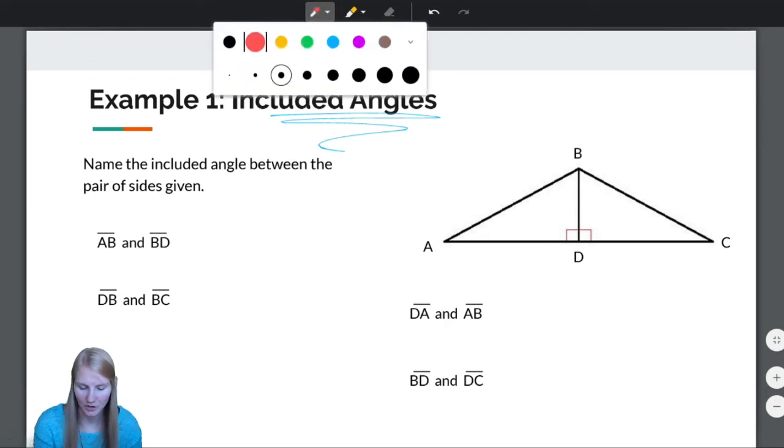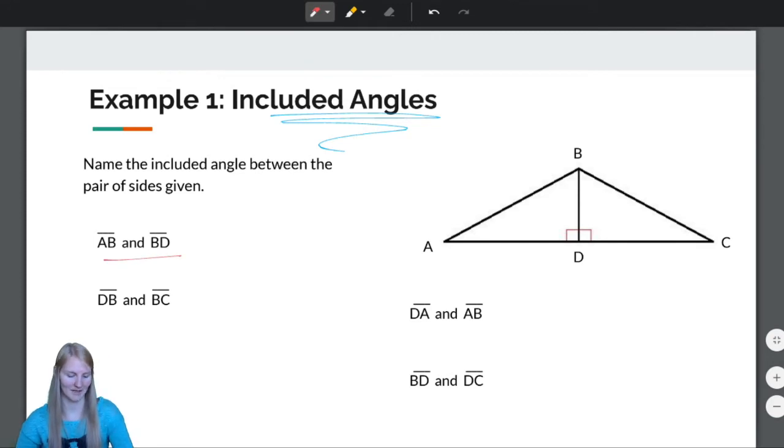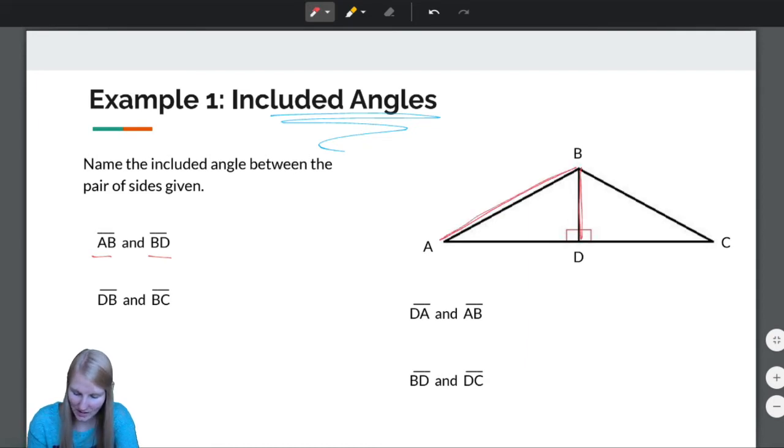And let's color code. I'm going to do the first one in red. We are asked to name the included angle between the pair of sides given. Okay, so I am given AB and BD. AB is right here, and BD is right here. I want the included angle. The included angle is the one that connects the two sides, the one that is in between the two sides.